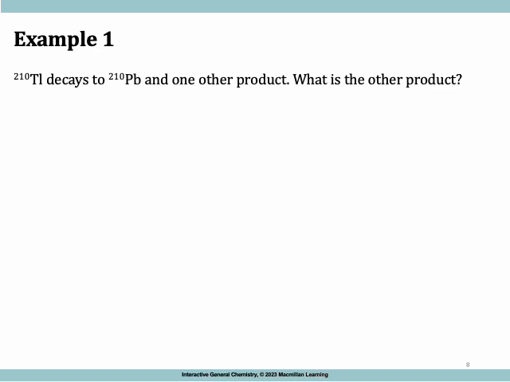Based on this, an example like this: Tl-210 decays to give us Pb-210 and one other product. What is the other product? So basically the reaction that's given to you is Tl-210 decays to lead. So this is my product. It is decaying to produce this, and it is also producing one more thing. The question is, what is this unknown product? How will we find this?